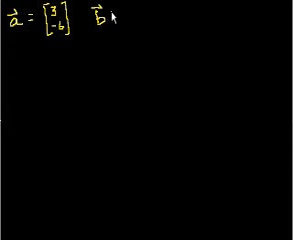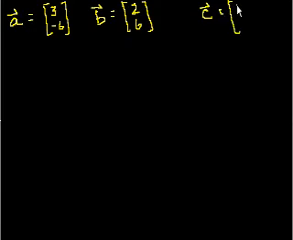Vector B is equal to 2, 6. And I want to know, is there some combination of vector A and B where I could say, I don't know, 5 times vector A plus 3 times vector B, or 10 times vector A minus 6 times vector B, some combination of vector A and B where I can get vector C. And vector C is the vector 7, 6.